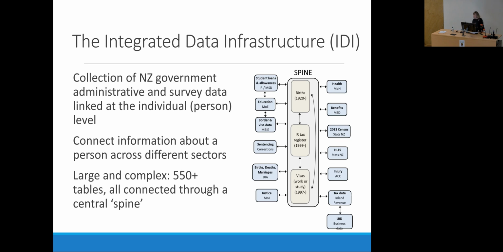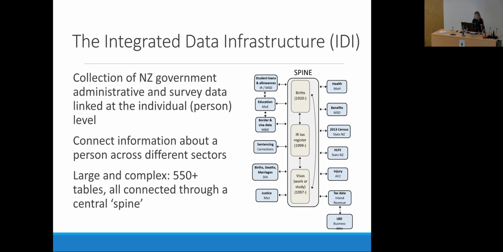Yep, all right. So it is a collection of New Zealand government administrative and survey data, and there is actually some non-government data in there now as well, linked at the individual or person level. So a prototype of this was developed in 2011, it's relatively new, and health data was added to the IDI in 2013. And since then, interest in it from the health sector has really taken off.